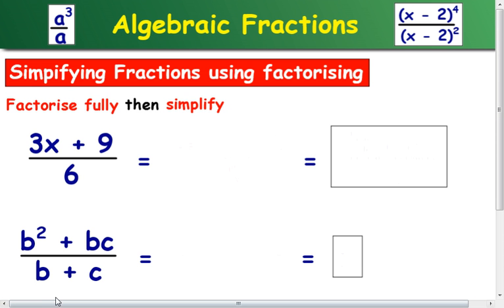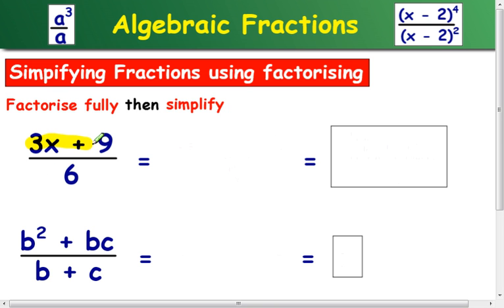Okay, how does this look in terms of algebraic fractions? Well, it says factorise fully, then simplify. Let's look at this first example, 3x plus 9 over 6. So there's nothing you can do there at the moment. There's no x terms that have been multiplied in the top and the bottom to cancel or things like that. What you can do though is focus on the top line and factorise it.